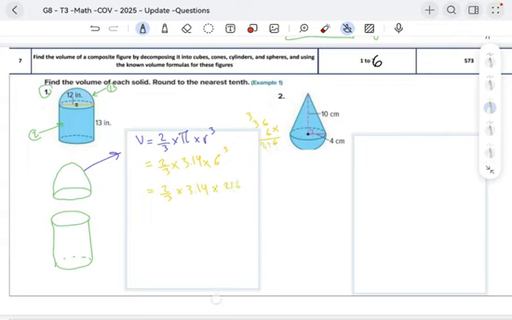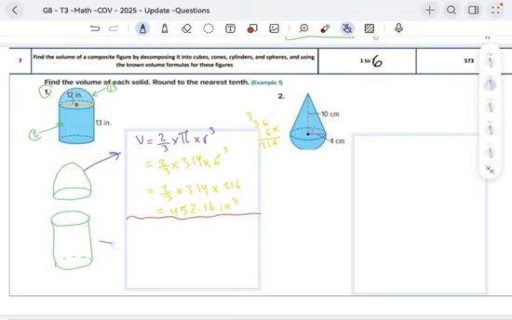We can divide this by 3 and multiply it by 2, and then we're going to multiply it with pi. The answer will be 452.16, and the unit is inch cubed. This is the volume for the hemisphere. Now let's go for the cylinder.